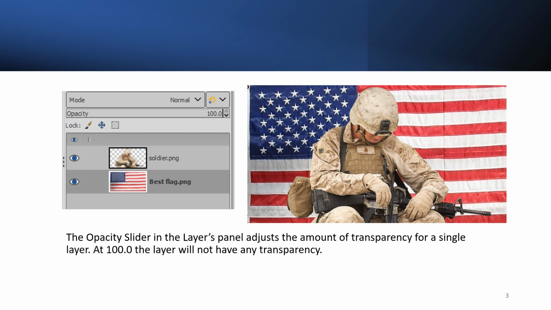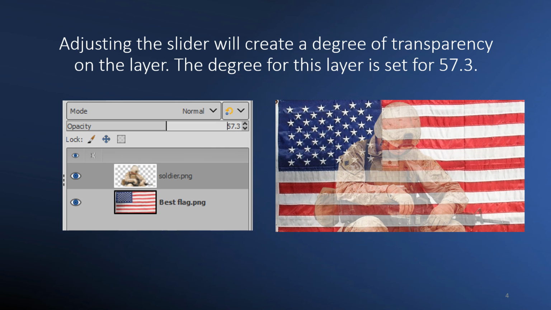The opacity slider in the Layers panel adjusts the amount of transparency for a single layer. At 100.0, the layer will not have any transparency. Adjusting the slider will create a degree of transparency on the layer. The degree for this layer is set for 57.3.